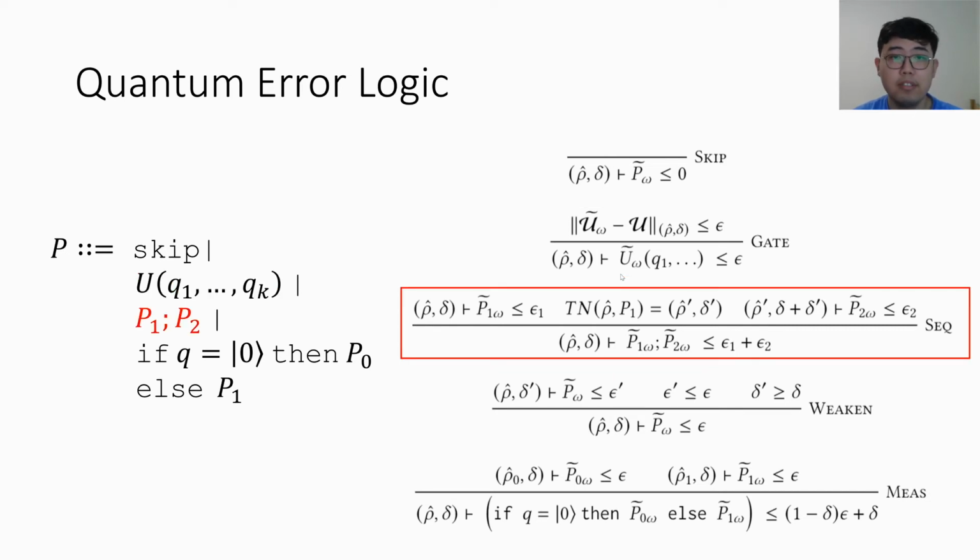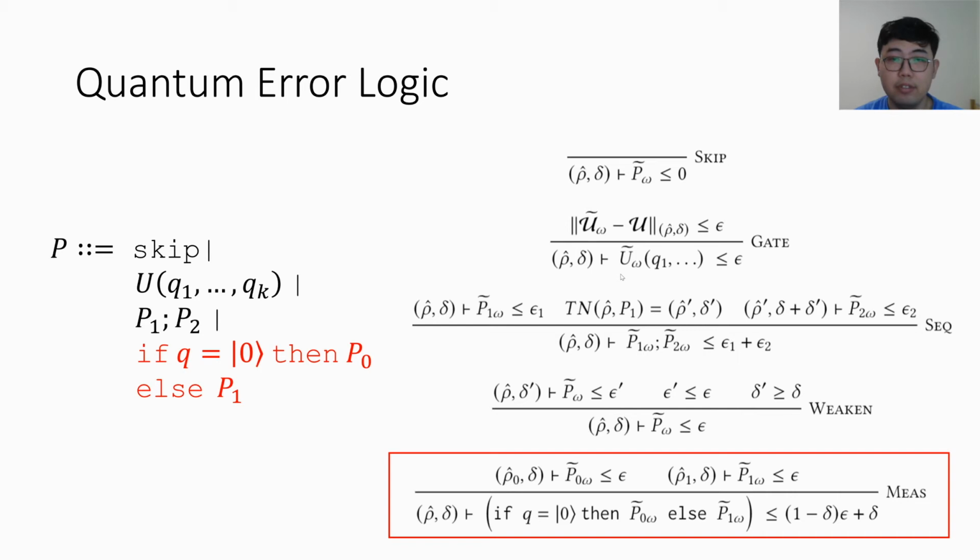The sequence rule says that if the first part of the program produces error epsilon 1 and the second part of the program produces error epsilon 2, and their rho delta is connected by the tensor network approximator, which we will explain later, then the total error of this noisy program is bounded by epsilon 1 plus epsilon 2.